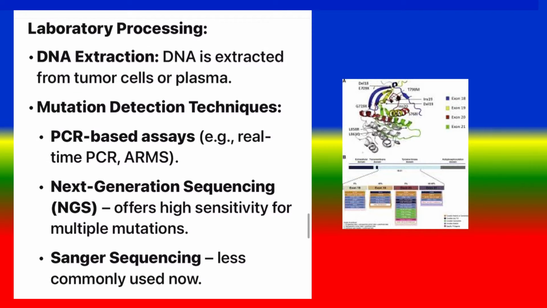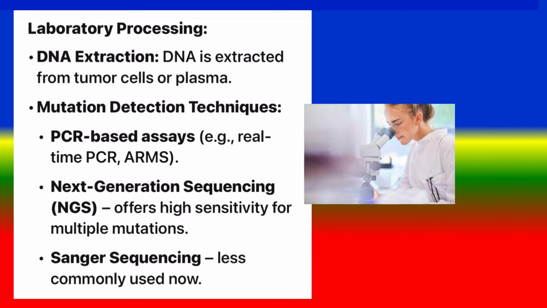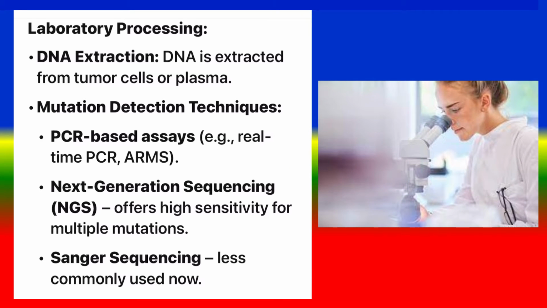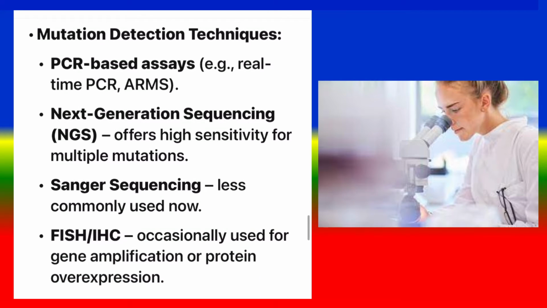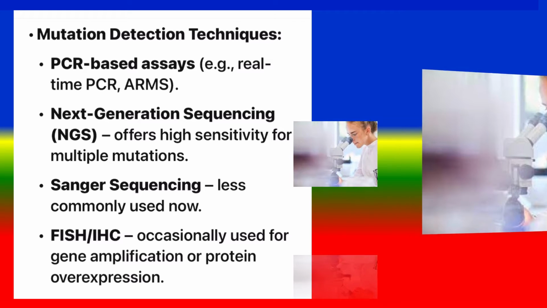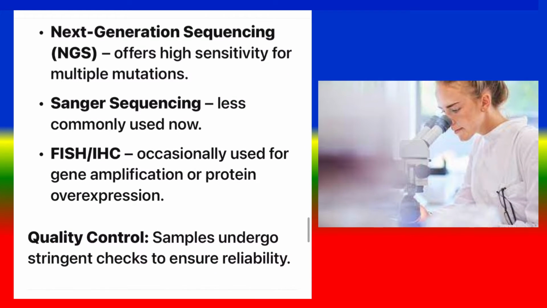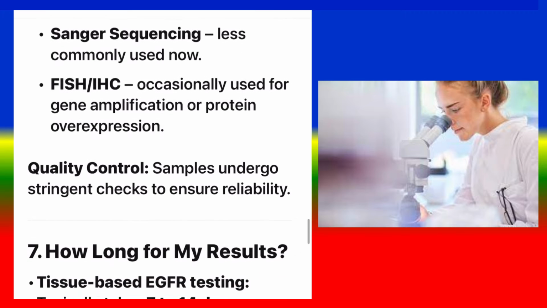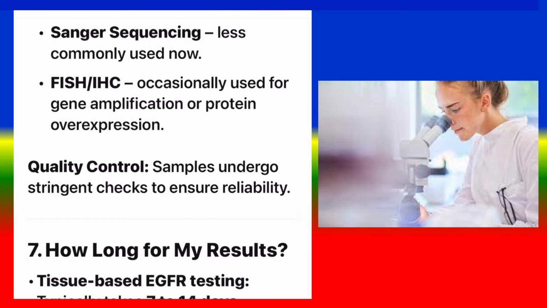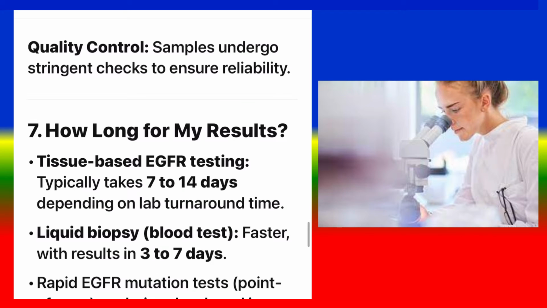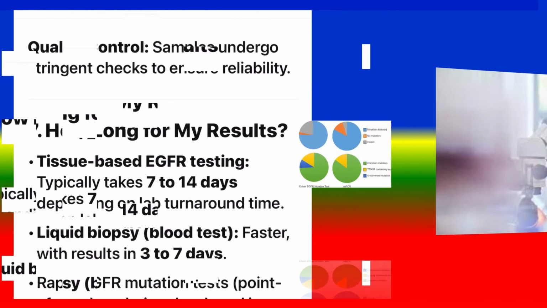Laboratory processing. DNA extraction. DNA is extracted from tumor cells or plasma. Mutation detection techniques. PCR-based assays, e.g. real-time PCR, ARMS. Next-generation sequencing, NGS, offers high sensitivity for multiple mutations. Sanger sequencing, less commonly used now. FISH, IHC, occasionally used for gene amplification or protein overexpression. Quality control. Samples undergo stringent checks to ensure reliability.